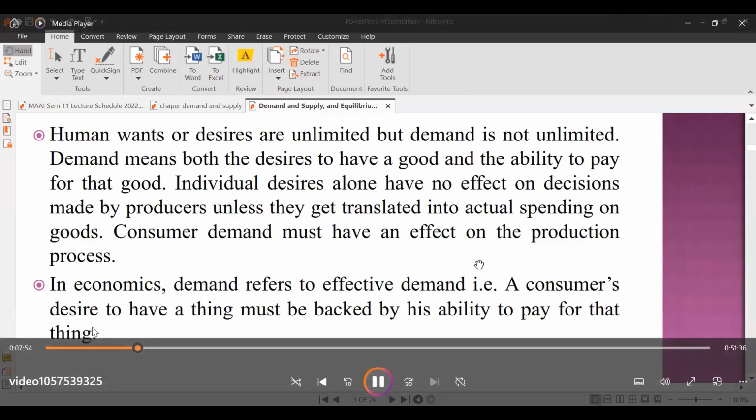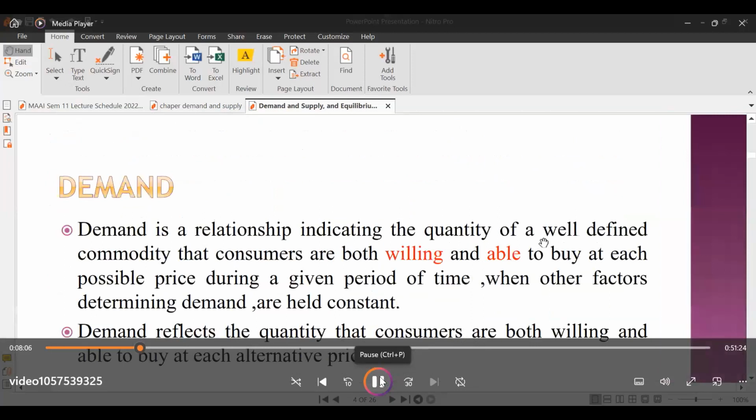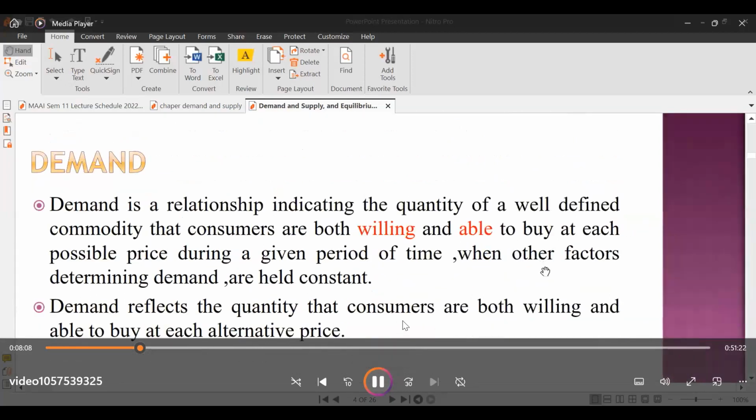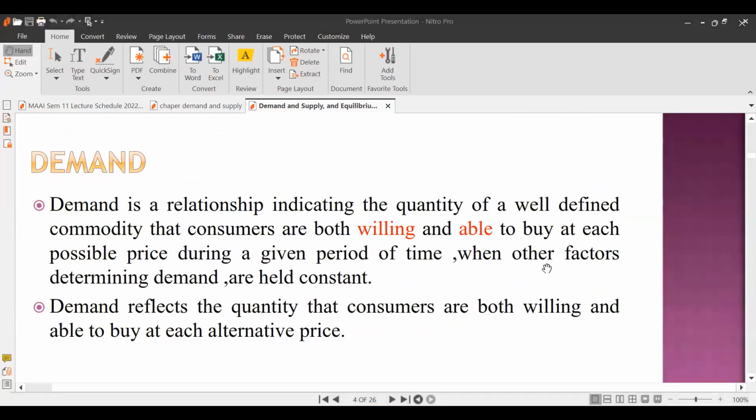Purchasing power. So consumers' desire to have a thing must be backed by the ability to pay, identified as the effective demand. Right? Effective demand. Demand is a relationship that indicates willingness and ability, right? Willingness and ability, at possible prices during a given period of time, with other factors held constant.